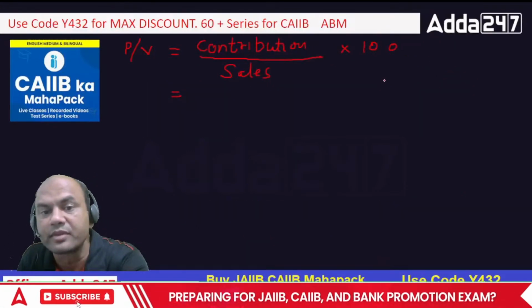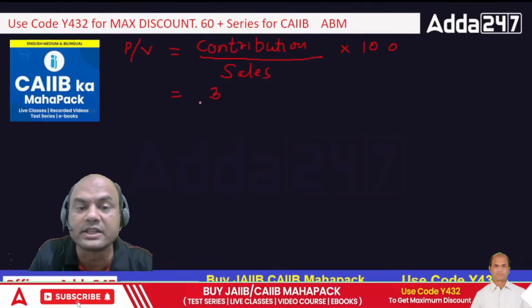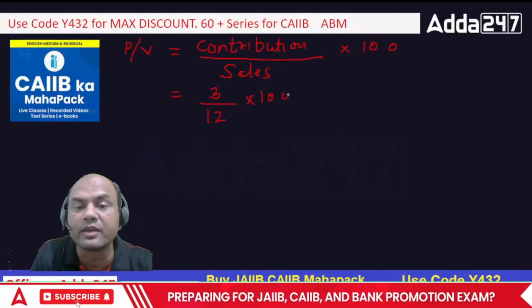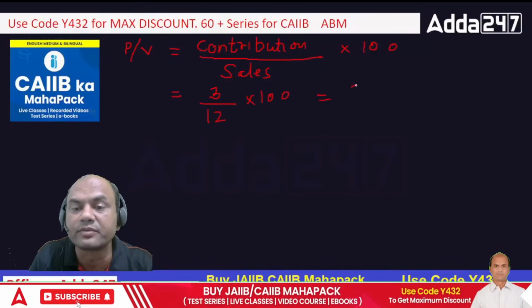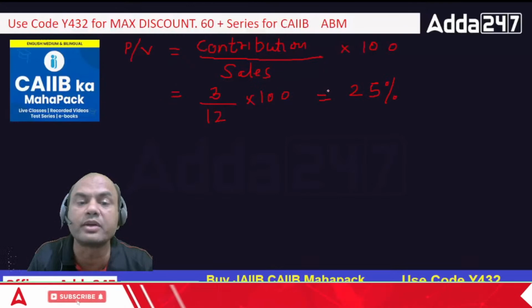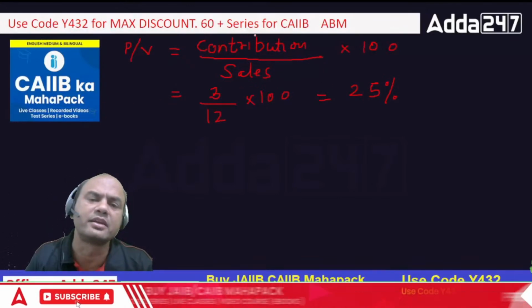Let's get the figures. Contribution is 3. Upon sales is what? 12, right? Into 100. So what is my PV? PV equals 3 upon 12, 25%. PV ratio is 25%. So this is my first answer. Got it, everyone? Such a simple thing.